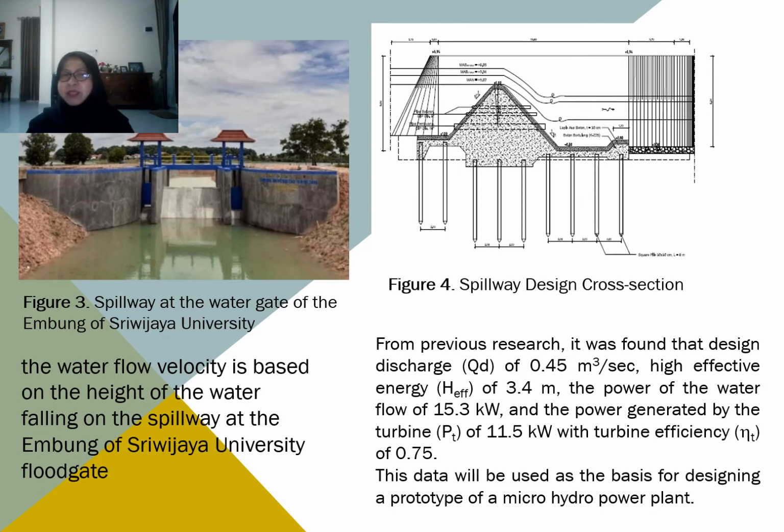Data of the prototype designed from a previous study: design discharge of 0.45 meter cubic per second, effective head of 3.4 meters, the power of water flow of 15.3 kilowatts, the power generated by the turbine of 11.5 kilowatts with turbine efficiency of 0.75. All this data will be used as the basis for designing the prototype.